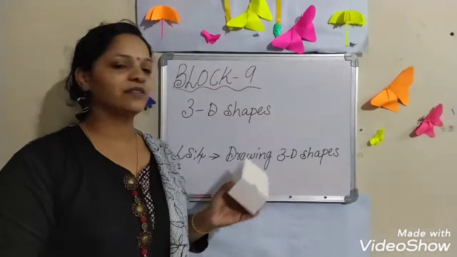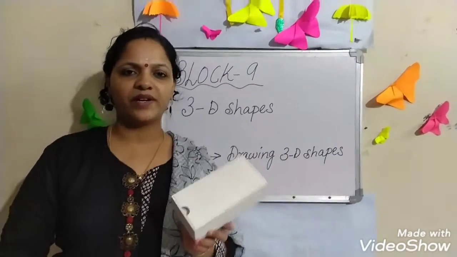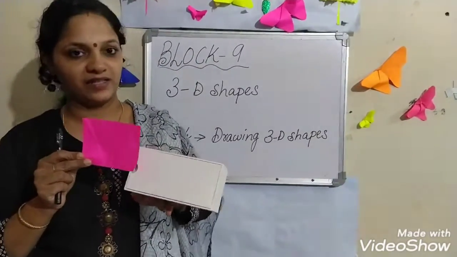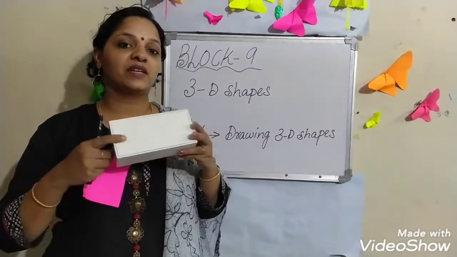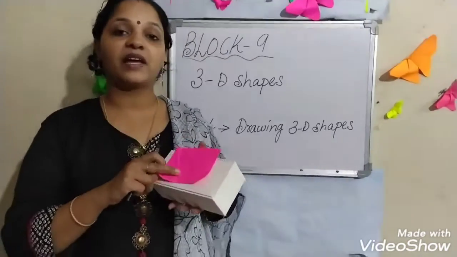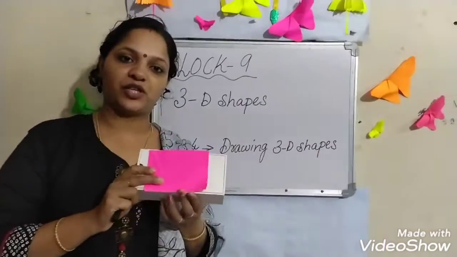We are in block 9, 3D shapes. What is the difference between this box and rectangle? A box is a 3D shape or a solid shape, whereas a rectangle is a 2D shape or flat shape.